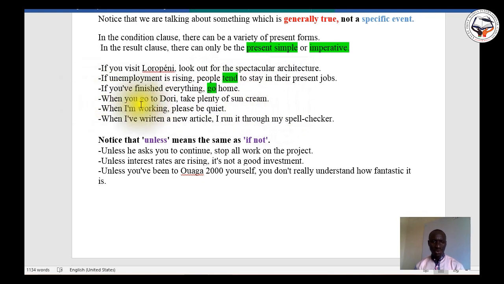When you go to Dori, take plenty of sunscreen. Here is what is called the imperative form. When I'm working, please be quiet. Be quiet, all right. Please be quiet when I'm working.